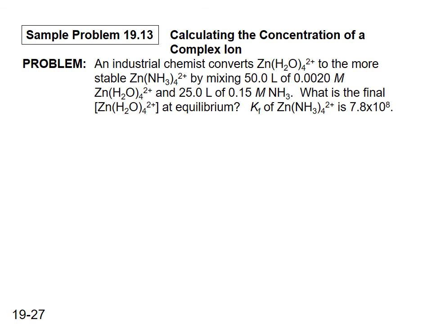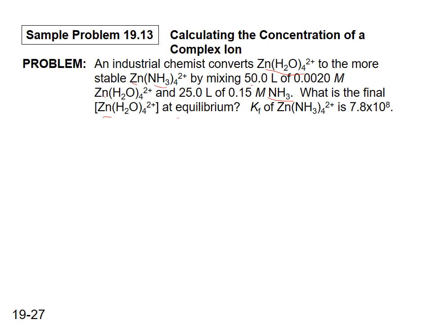Sample problem 19.13. An industrial chemist converts zinc tetrahydrate to the more stable zinc tetraammonia complex by mixing 50 liters of 0.002 molar zinc hydrate and 25 liters of 0.15 molar ammonia. What is the final zinc hydrate concentration at equilibrium?